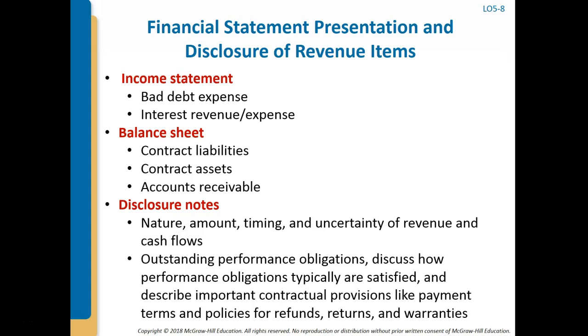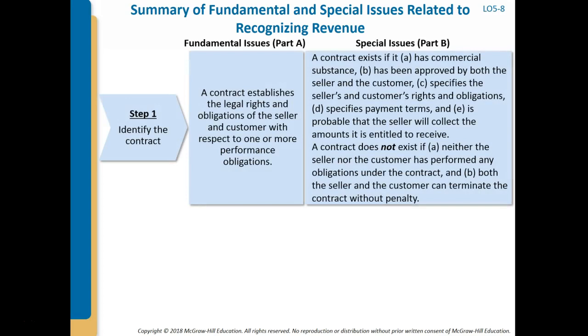Sellers must also provide detailed disclosures categorizing revenue in a way that would help investors understand the nature, amount, timing, and uncertainty of revenues and cash flows. Sellers also must describe their outstanding performance obligations, discuss how performance obligations typically are satisfied, and then describe important contractual provisions like payment terms and policies for refunds, returns, and warranties. This slide provides a summary of the fundamental and special issues related to recognizing revenue.